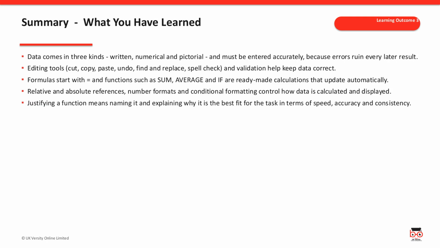Let's gather it all up. Data comes in three kinds: written, numerical, and pictorial, and it must be entered accurately because errors ruin everything built on top. Editing tools and validation help keep it correct. Formulas start with an equals sign, and functions like SUM, AVERAGE, and IF are ready-made calculations that update themselves. Relative and absolute references, number formats, and conditional formatting control how data is worked out and displayed. And justifying a function means naming it and explaining why it's the best fit for speed, accuracy, and consistency.